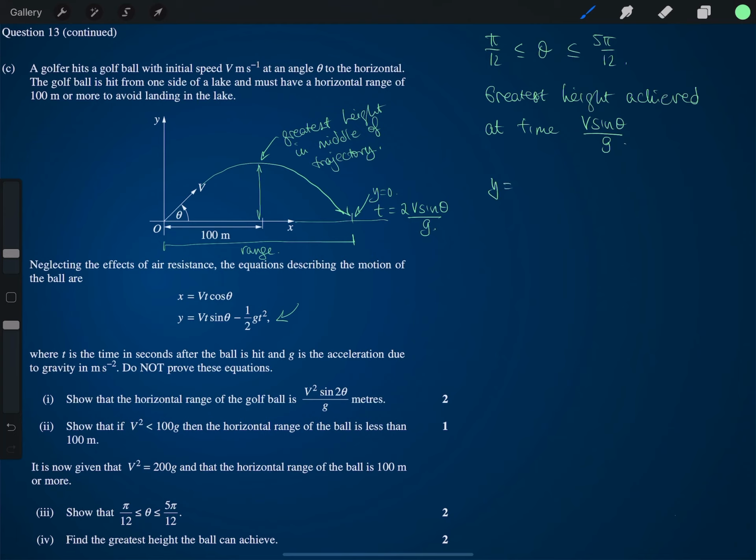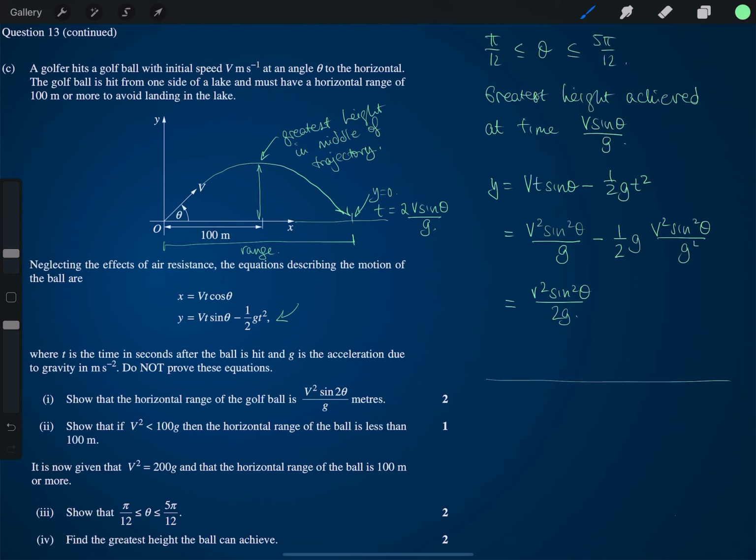So now let's substitute that into our formula for the y displacement, and we've got vt sine theta minus a half gt squared, which, substituting in time v sine theta on g, we've got v squared sine squared theta on g minus half of that. And so it's going to be v squared sine squared theta on 2g.